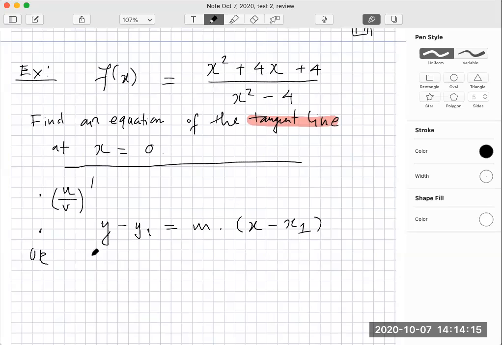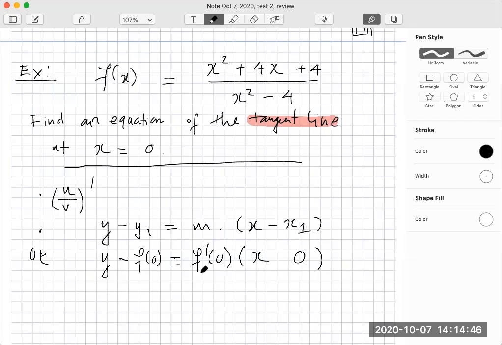Isn't x1 0? x1 is equal to 0. Very good. And what is y1? f of 0. Very good. And what is m in this case? f prime of 0. Very good. Thank you. Who was this? Ashley. Thank you, Ashley.